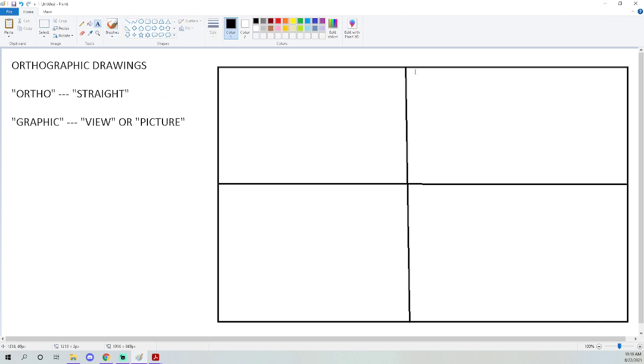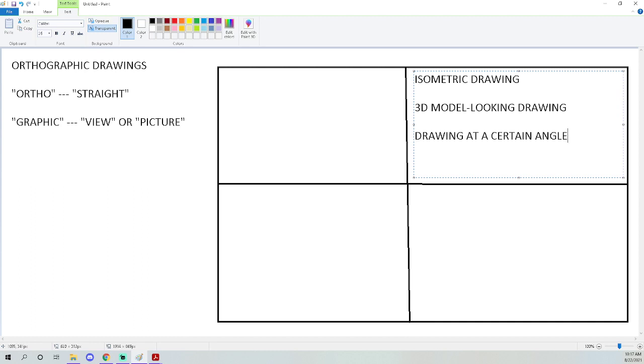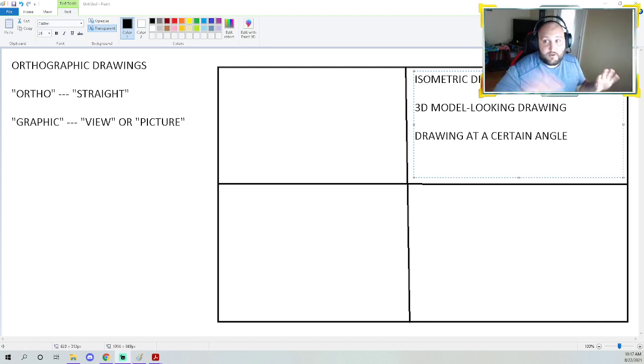So, the 4 areas are: in the top right, you always have an isometric drawing, which we are not talking about today, but to give you an idea, it's a 3D model looking drawing. It's a drawing at a certain degree, angle. So we're going to talk about isometric later, but for now, just want you to know that that top right square in your orthographic drawing is where the isometric is. All right, so I'm going to turn on my camera now that we know that.